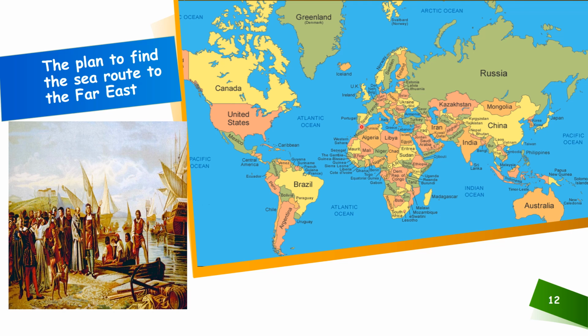Now, why would the King and Queen of Spain sponsor a voyage? First and foremost, they wanted to find a sea route to go all the way to the Far East, which would have been China, India, the Spice Islands, in order to acquire silk, tea, spices, luxury goods that they needed in Europe.